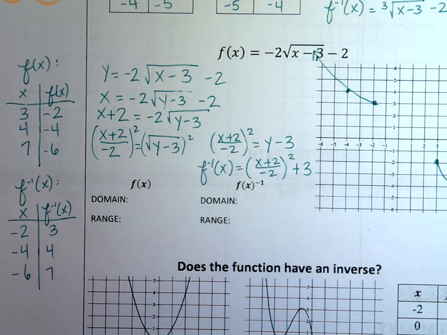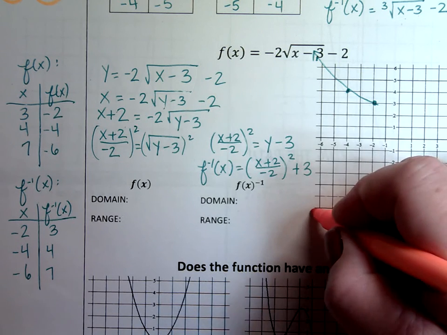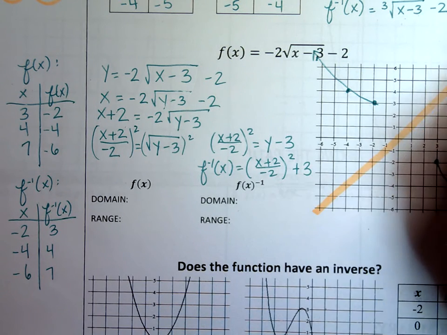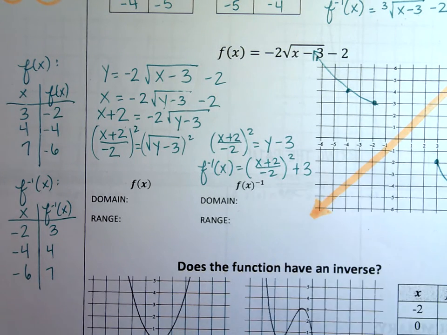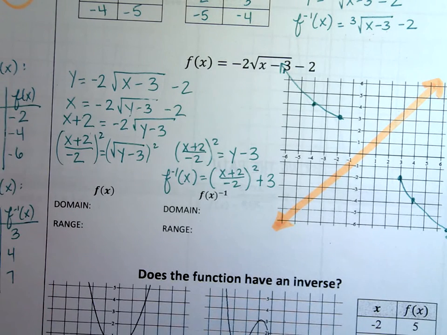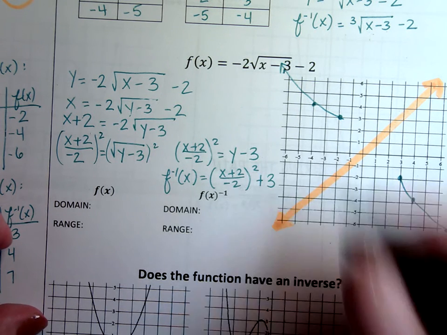So then the question is, check it out. Is it symmetric with the line y equals x? Well, let's see. If I were to fold that graph over that line y equals x, would they match up? Would they lay on top of each other? And the answer is yeah, check that out. They will. They're perfectly in line with one another.